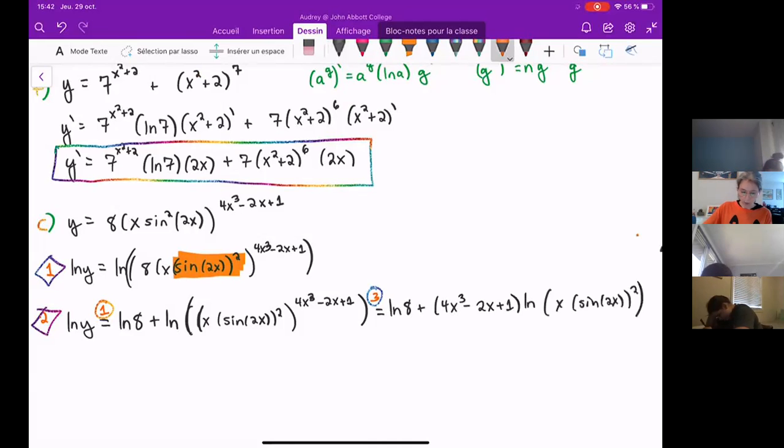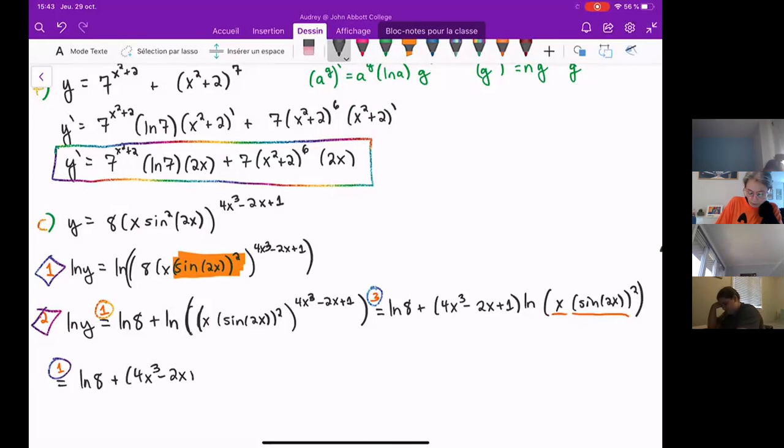And I'm just going to go through this so I don't keep you guys too late. Also, I'm in a little bit of a hurry after class. So I have these two things multiplied together now, which means I can go back and use rule 1 again. So this is equal to ln 8 plus 4x cubed minus 2x plus 1 times ln x plus ln of sine of 2x squared.